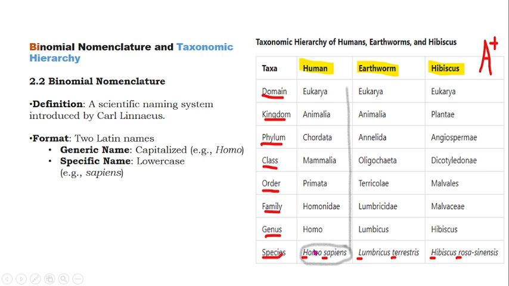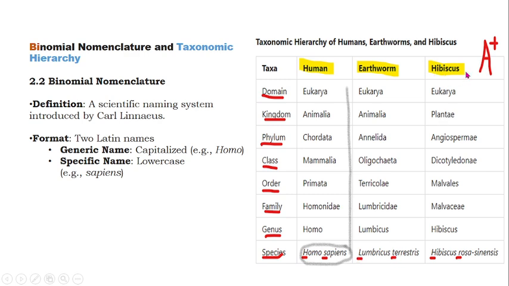What does this Homo mean? This Homo is the genus. Now this sapiens is the species. When we come to the classification of the earthworm, when we say Lumbricus terrestris, this one is the genus name. Now this is the species name. So the binomial nomenclature says that the genus name starts with a capital letter. Now the species name starts with a small letter.